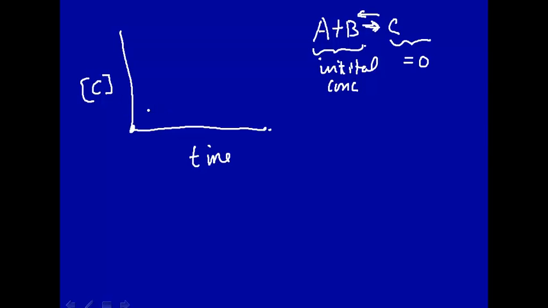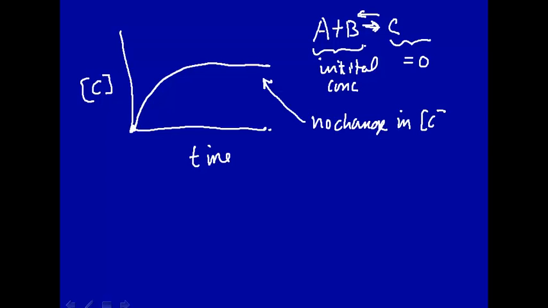Initially it's there. Now as the reaction proceeds, C will be produced, but after a particular time, you get no change in the concentration of C. So another way of looking at equilibrium is things change, but if you wait long enough, things don't change anymore. And out here, you're at equilibrium.